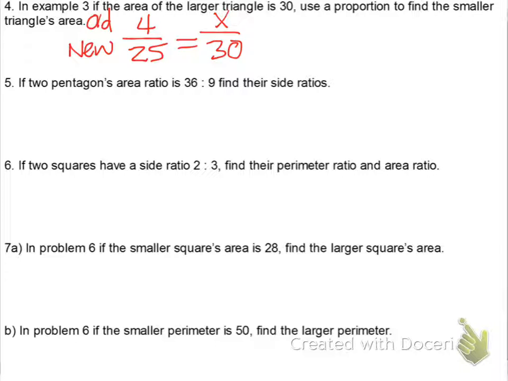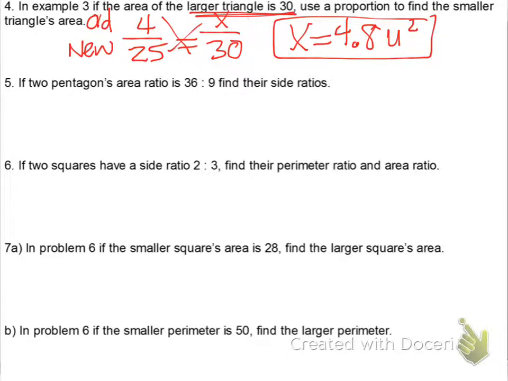If you were to put X in the wrong place and you got a number, that number wouldn't make sense because your number would be bigger than 30, and they're telling you that the larger triangle is 30. And if you cross multiply here, you end up getting X as 4.8. And that's area, so that is units squared. I don't think they gave us units.